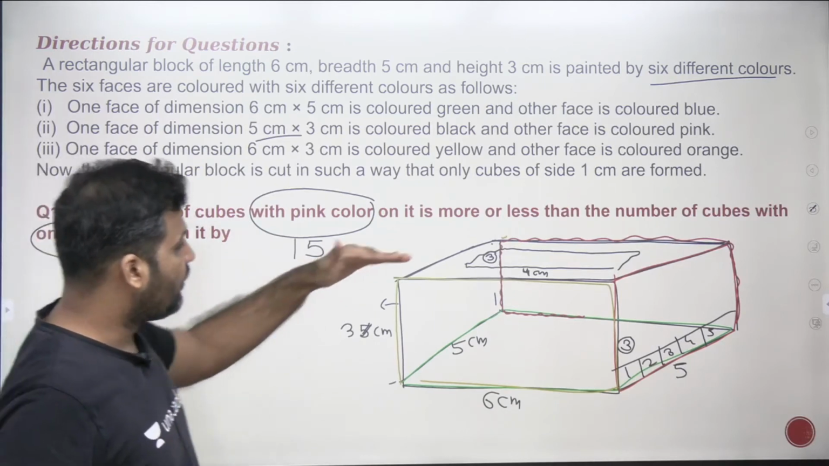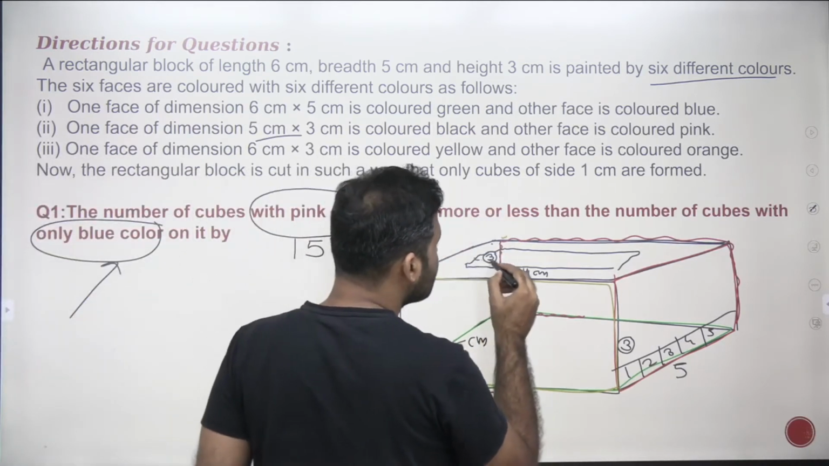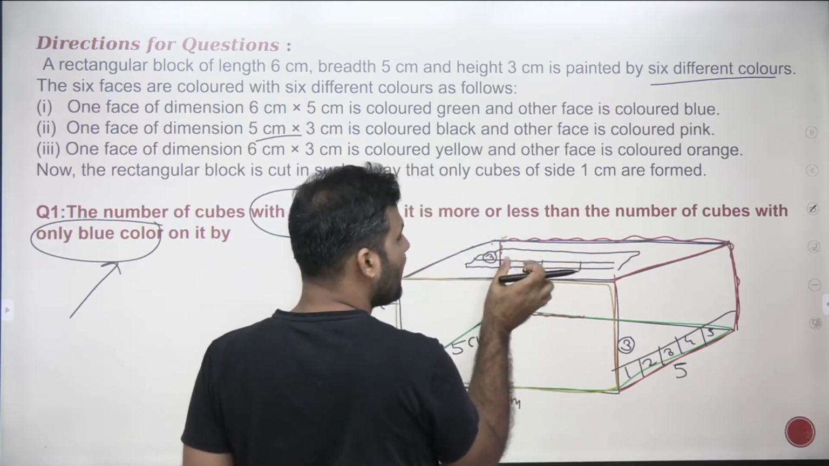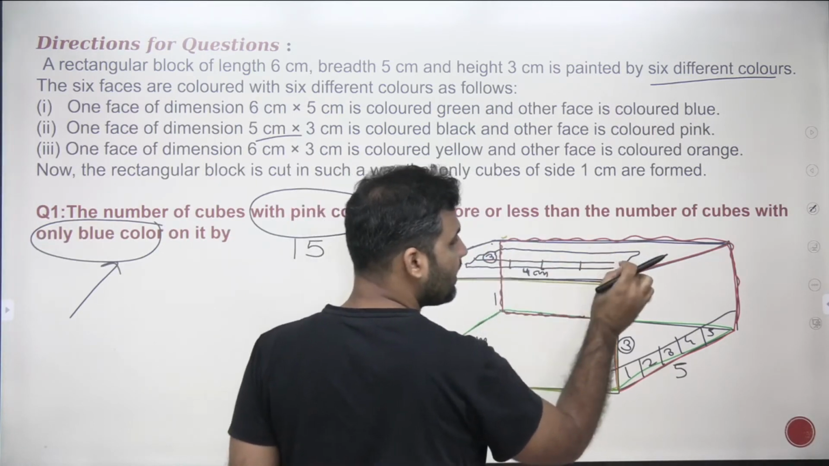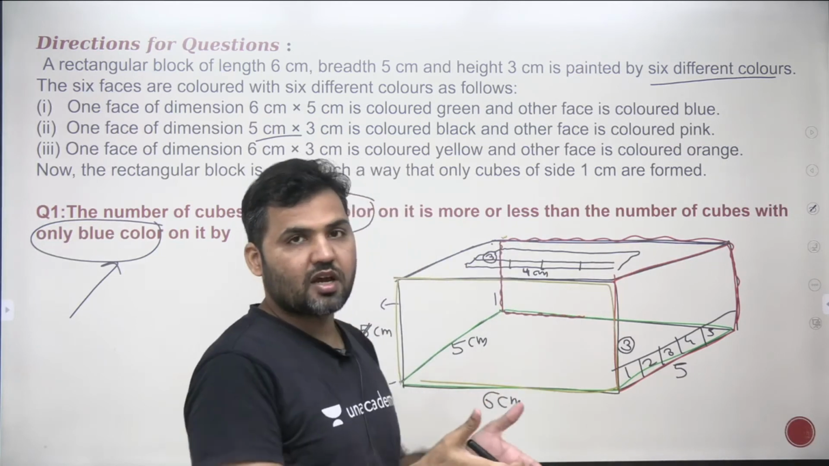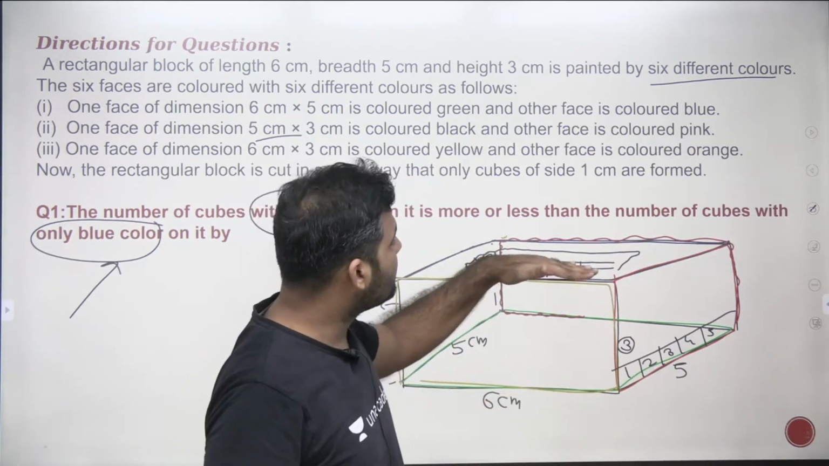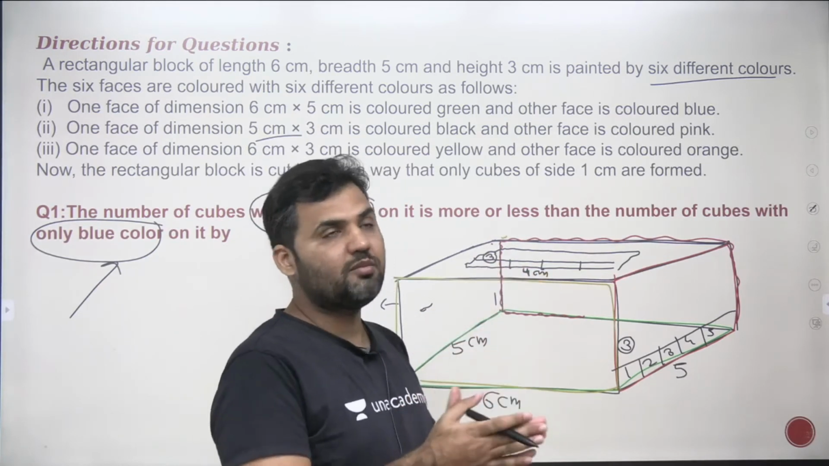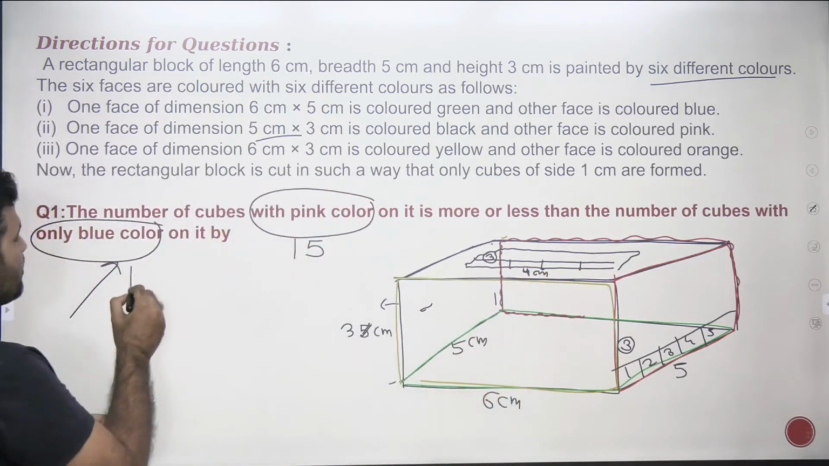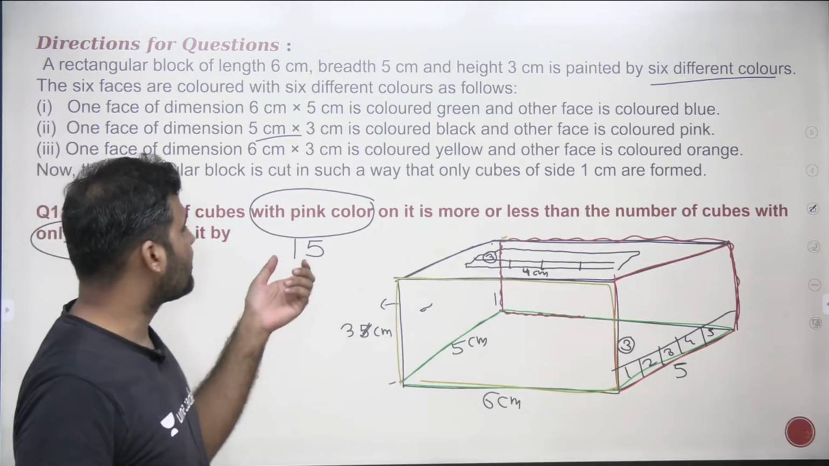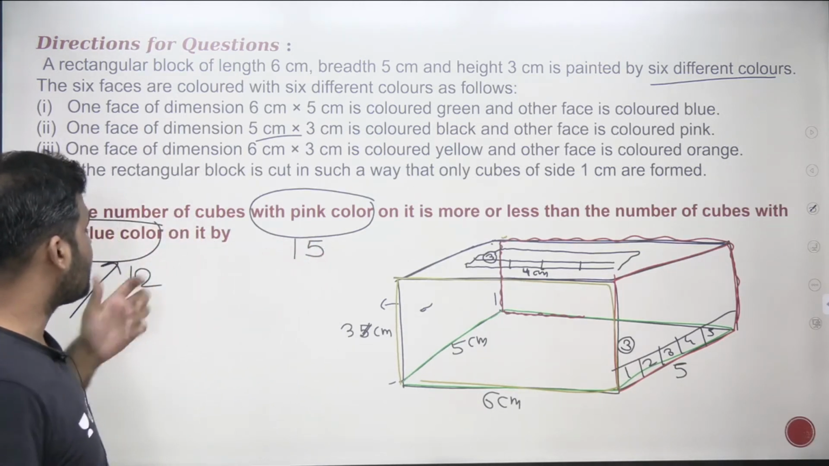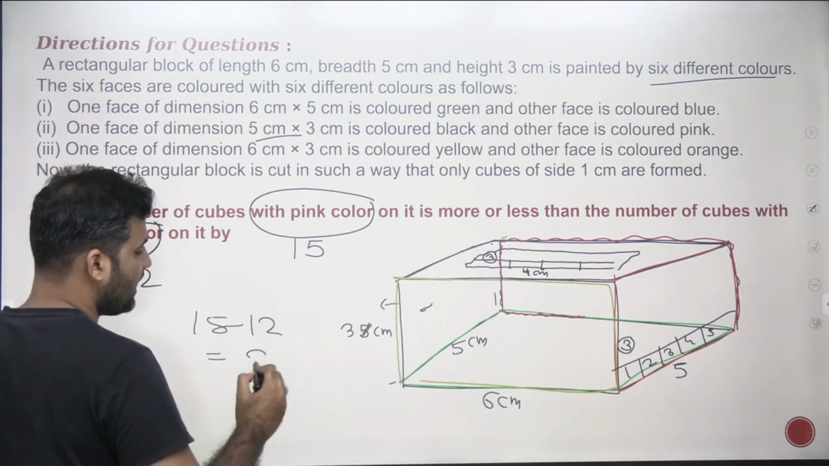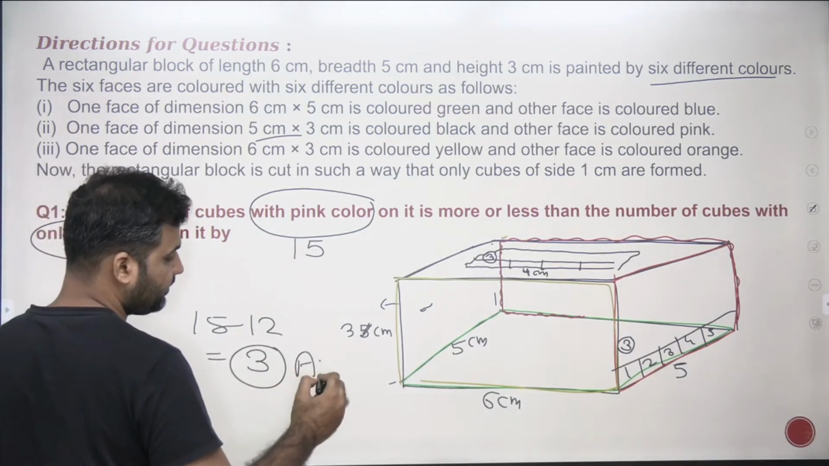Now 4 into 3, how many cubes will you be able to take out? 1, 2, 3, 4. From one layer you will be able to take out 4 cubes, and there will be 3 such layers. So the total number of cubes with only blue color on it will be equal to 12. And we are supposed to find the difference. So 15 minus 12 is my answer. 15 minus 12 is equal to 3, and that's the answer to the question, right?